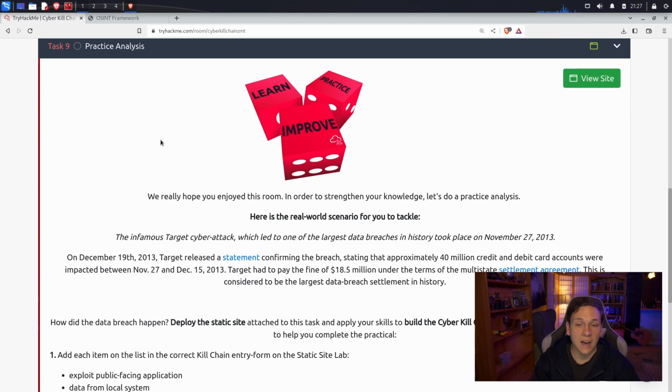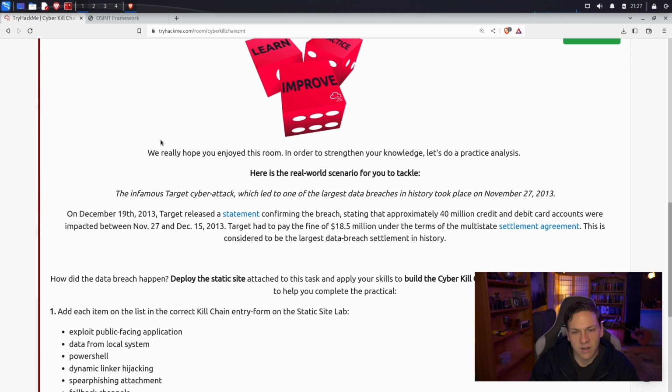The infamous Target cyber attack, which led to one of the largest data breaches in history, took place on November 27, 2013. On December 19, 2013, Target released a statement confirming the breach, stating that approximately 40 million credit and debit card accounts were impacted between the 27th of November and the 15th of December 2013. Target had to pay a fine of $18 million under the terms of the multi-state settlement agreement. This is considered to be the largest data breach settlement in history. How did the data breach happen?